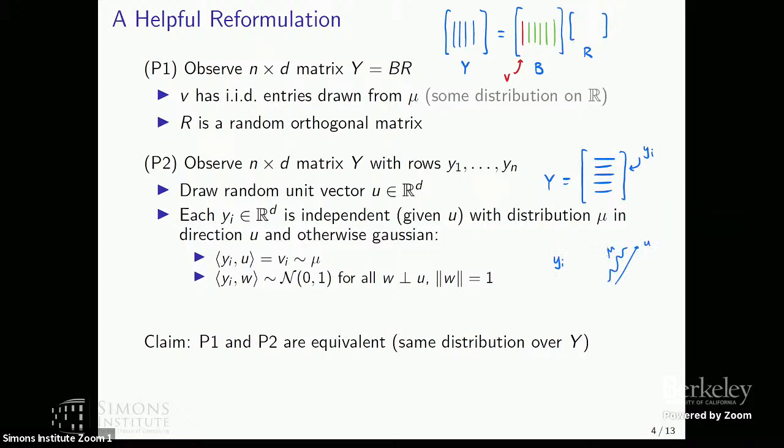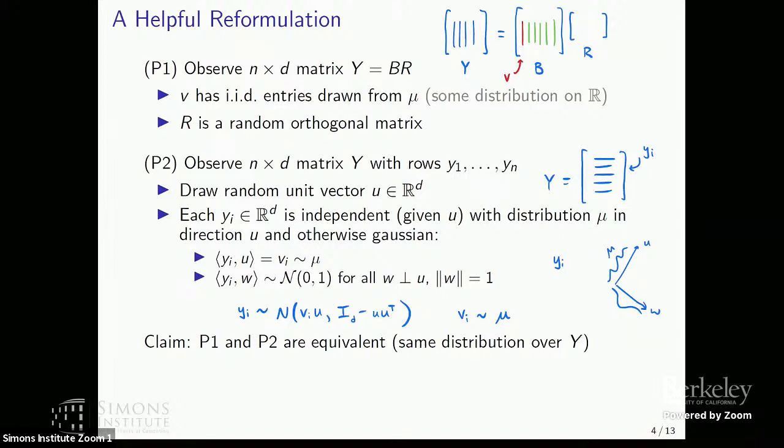So a sample Yi, if I look in direction U, project into that secret direction, I see the distribution mu, whatever it may be. But any other direction just looks Gaussian, or any orthogonal direction looks Gaussian. Another way to write this a bit more formally is like this: Vi is distributed like mu. So this is the special part in the U direction. And then this is saying Gaussian in all other directions except for U. Okay. Any questions about these two problems?